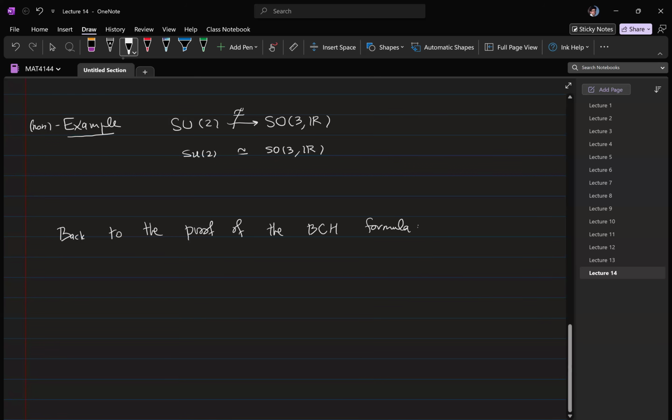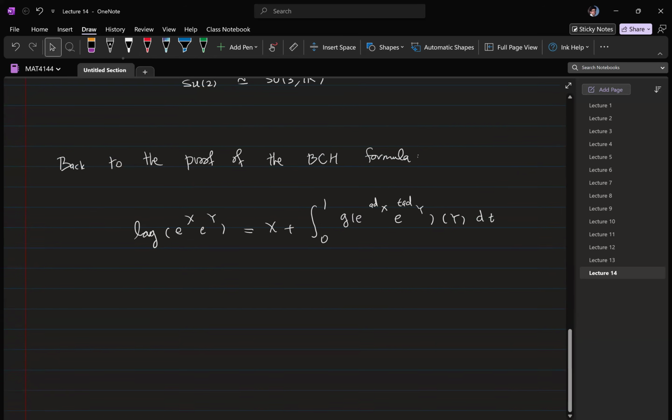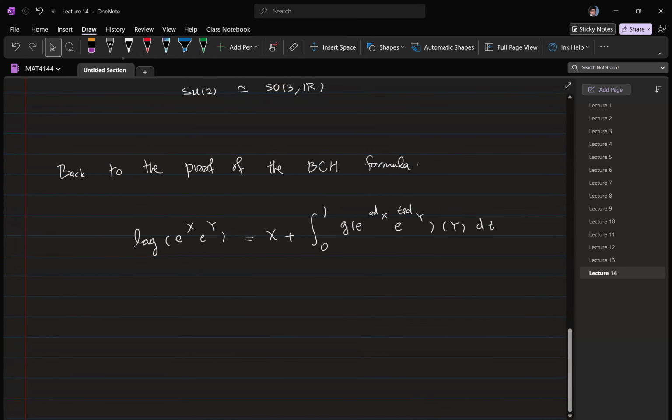So what is the formula? The formula is that we have log of e to the x, e to the y equals x plus the integral from 0 to 1 of g(e^{ad x} e^{t ad y}) applied to y dt. Okay. So this is the formula.